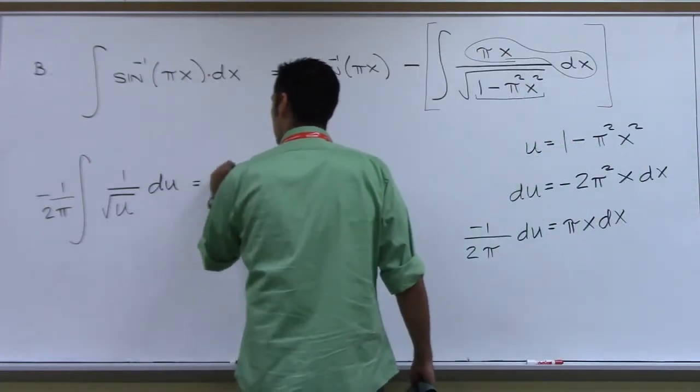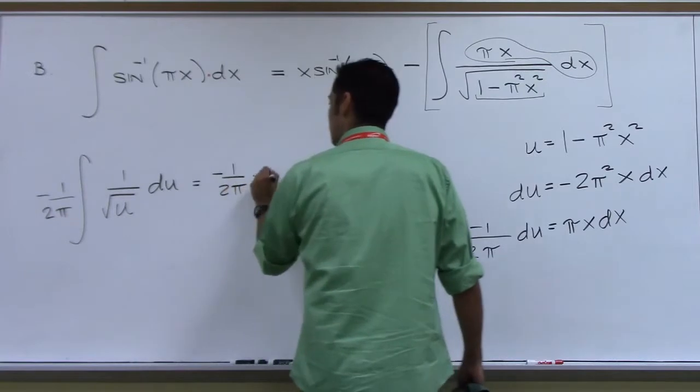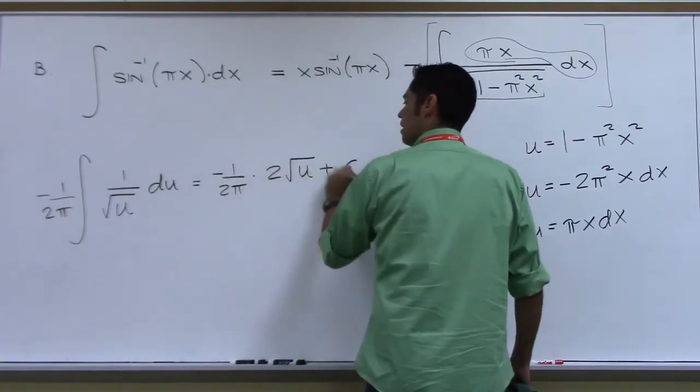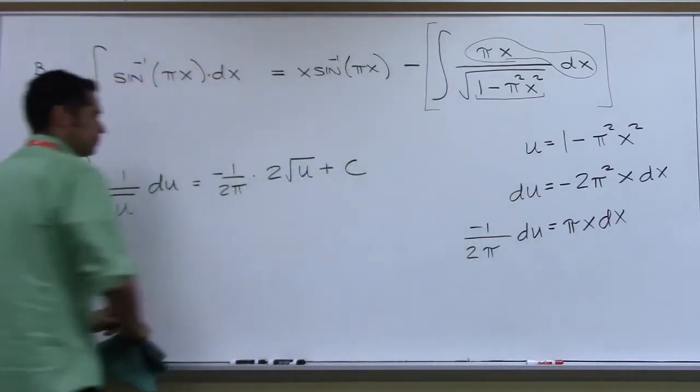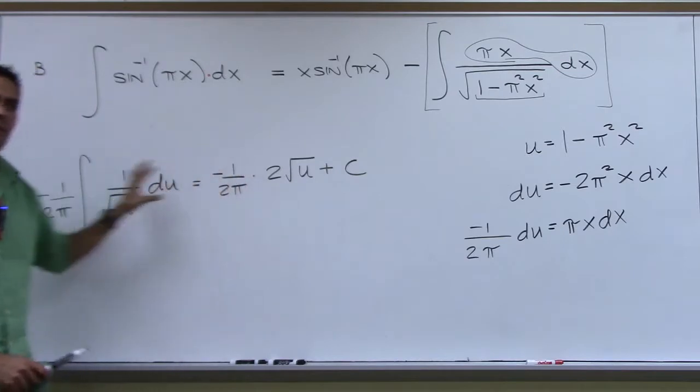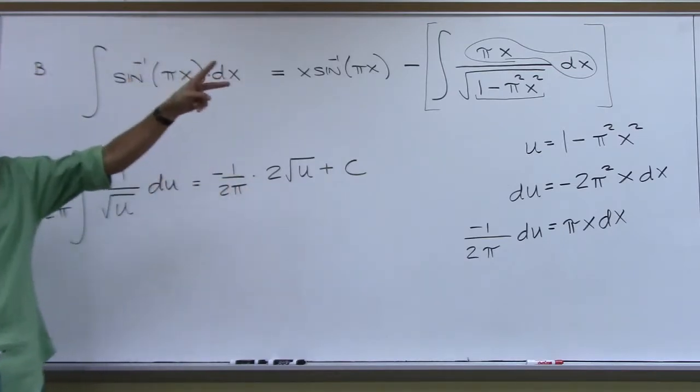Which is negative 1 over 2 pi times 2 square roots of u plus c. So what did I do here? I integrated, right? This is really u to what power? Negative 1/2. You add 1 to that, it's what? 1/2, and then you multiply by 1 over 1/2 is 2. So I'm doing all of that mentally now because that was 2 classes ago.